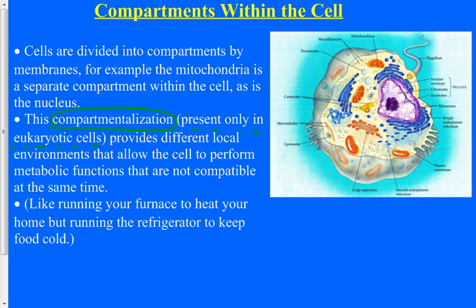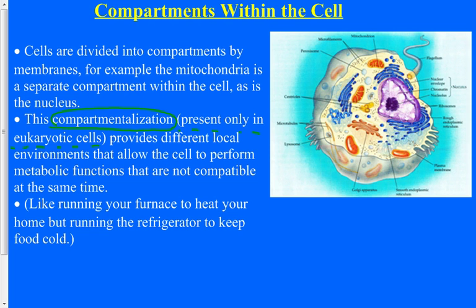So lots of these processes don't work well with each other. If we have their own separate compartment where they take place, that process can be done very, very efficiently without having to worry about its effect on the rest of the cell. Everyone follow? Right?